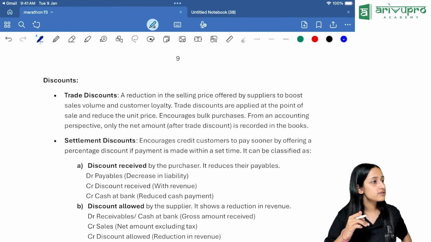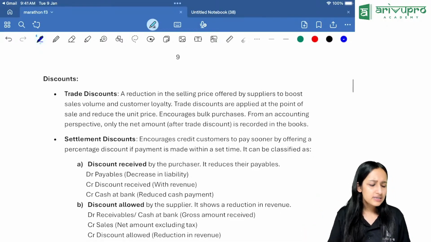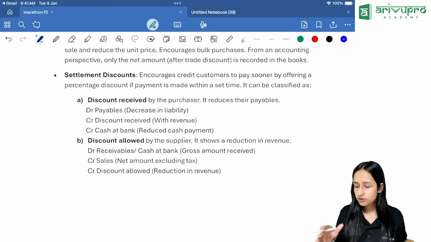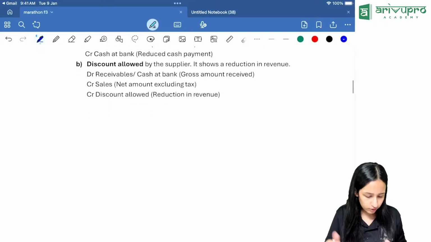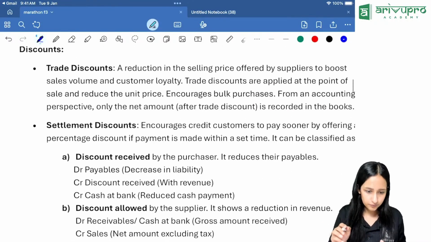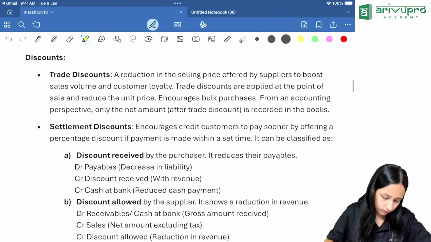Okay. Discounts, there are two types. One is a trade discount and one is a settlement discount. Trade discount is very simple. There is not a lot of adjustment. There's nothing to do. But for settlement discount, you'll just have to remember two theories. And with this, we'll be done with this chapter as well. Okay. Now, what is trade discount?